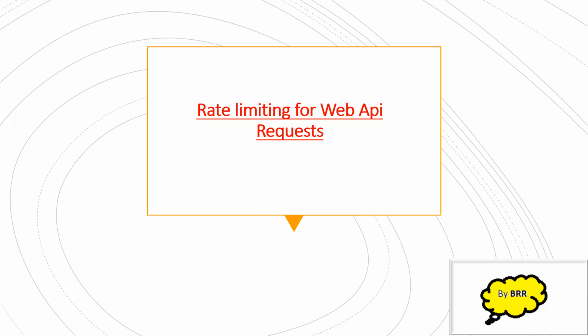Today's session will talk about rate limiting for Web API requests. So, what is rate limiting, what is the purpose, and why do we need rate limiting on Web API requests? And what are all the benefits we have if we can implement this rate limiting for Web API?